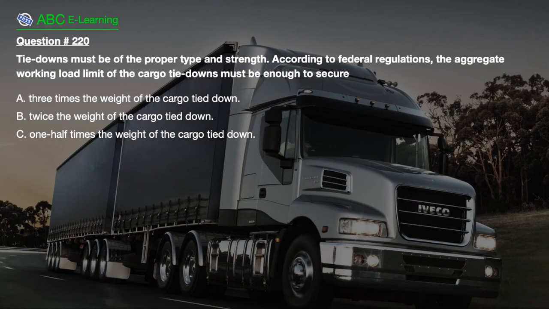Question number 220. Tie downs must be of the proper type and strength. According to federal regulations, the aggregate working load limit of the cargo tie downs must be enough to secure A. 3 times the weight of the cargo tied down. B. Twice the weight of the cargo tied down. C. 1/2 times the weight of the cargo tied down.